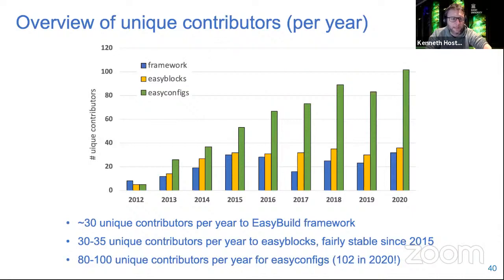And then the same thing, but looking per year, because the previous graph was showing the total since the start of the project. Here we look at things per year. That's important because you want to see how many people are actively contributing recently to the project. So for EasyConfig files, we see just over 100 different people made a pull request to, or I think that's even a merged pull request to EasyBuild in the last year.